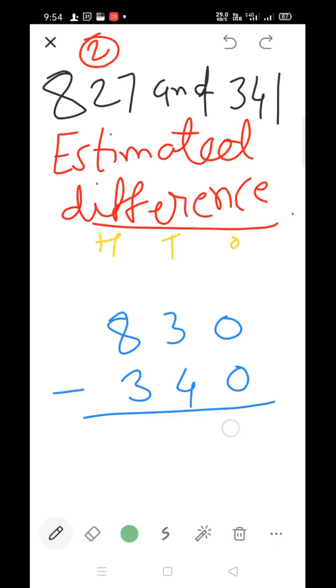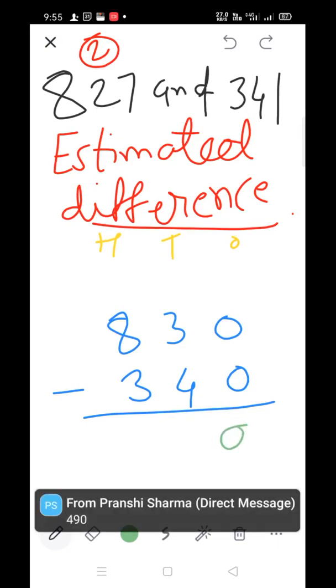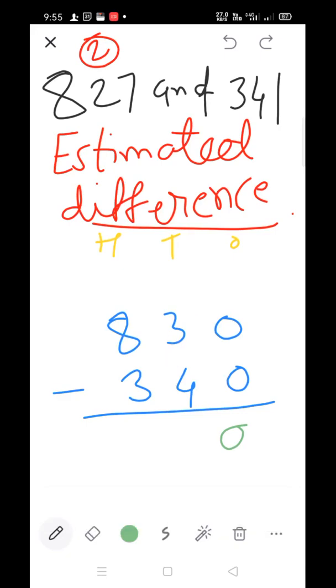Start from the ones place. 0 minus 0, 0. 3 minus 4, we cannot do that, so we have to take a borrow from the previous one. 7 and 1, 13 minus 4, 9. 7 minus 3, 4. 490.